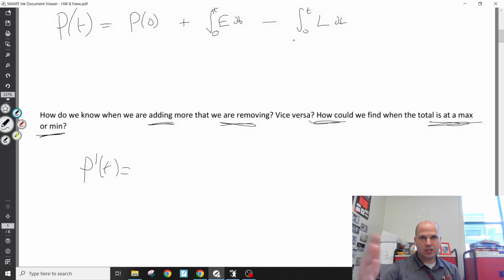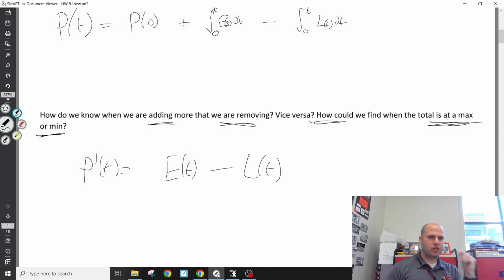The derivative of these integrals, thinking of an integral as being like, oh, I can use an antiderivative to find the area, okay? I can find the antiderivative to find this area. If I take the derivative of this antiderivative, what do I get? Just what I start out with, E. And this should be E of t, but whatever. This should be L of t, but whatever. The derivative of this integral would just be L.